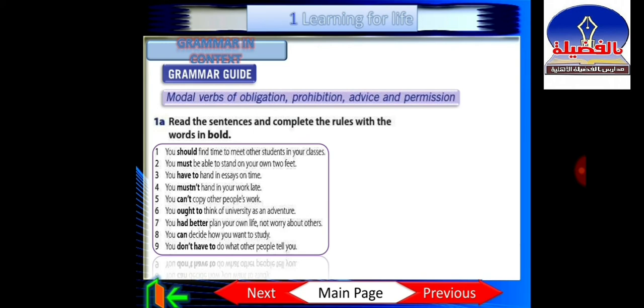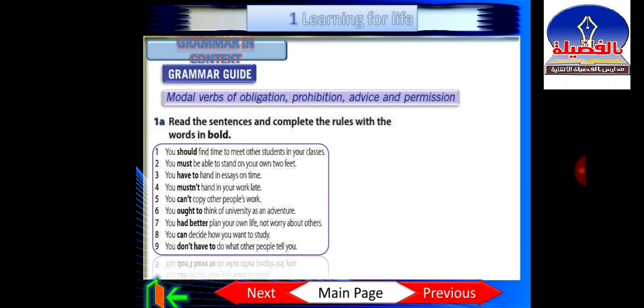1. You should find time to meet other students in your classes. ينبغي. 2. You must be able to stand on your own two feet. You must يجب أو يلزم. 3. You have to hand in essays on time. Again, you have to hand in essays on time. يجب أو أنت ملزم أن تسلم المقالات في الوقت المحدد.